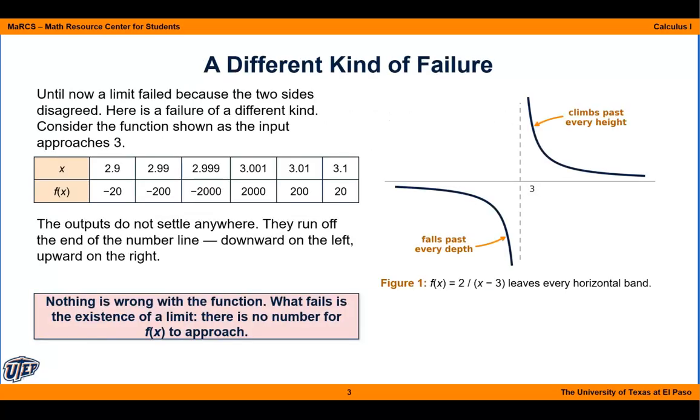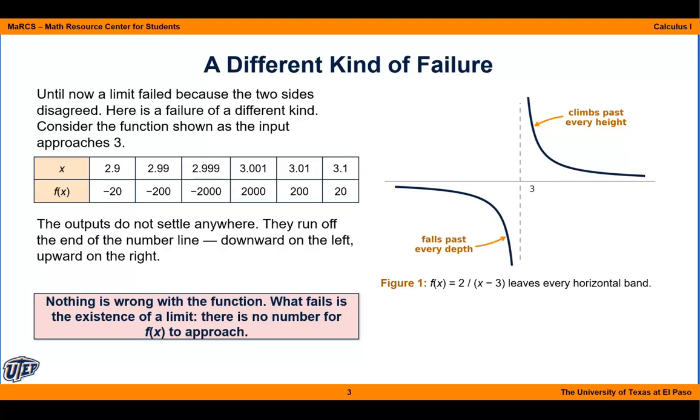Until now, many of our limits failed because the two sides approached different finite values. This example fails in a different way. Consider the function shown as the input approaches 3. From the left, the outputs are negative 20, negative 200, and negative 2000. They decrease rapidly without bound. From the right, begin with an input of 3.1, followed by 3.01, then 3.001. The corresponding outputs are positive 20, 200, and positive 2000. As inputs move closer to 3, the outputs increase without bound.